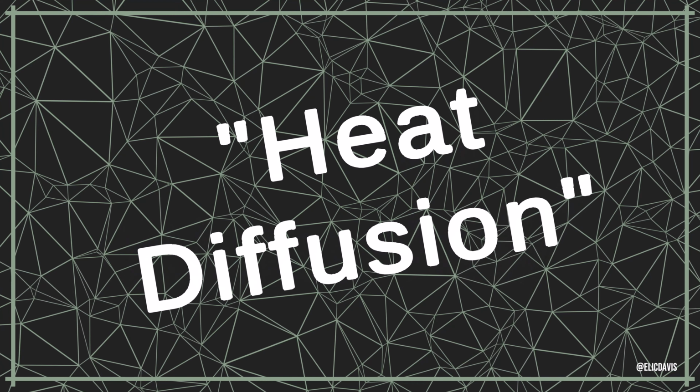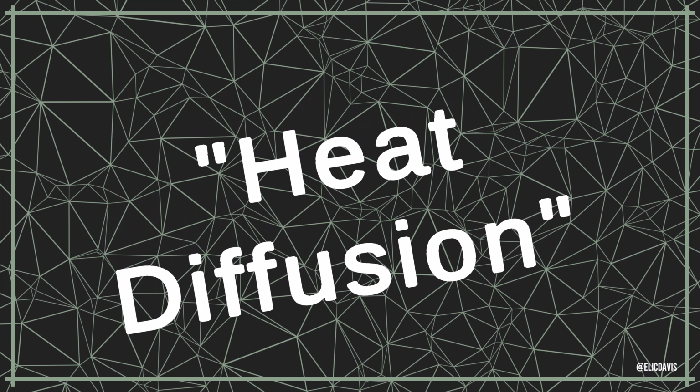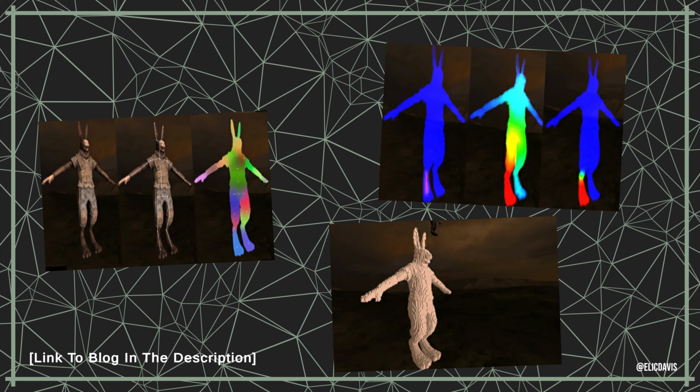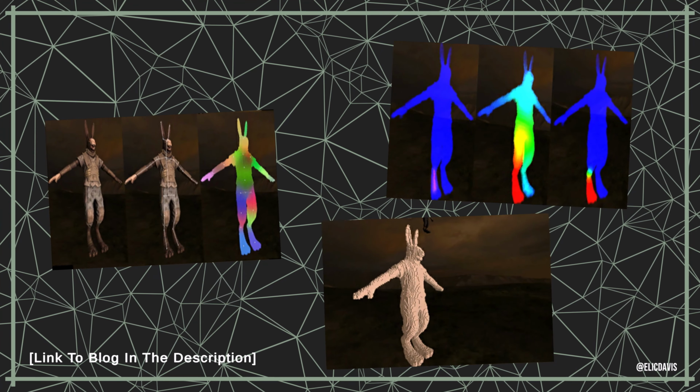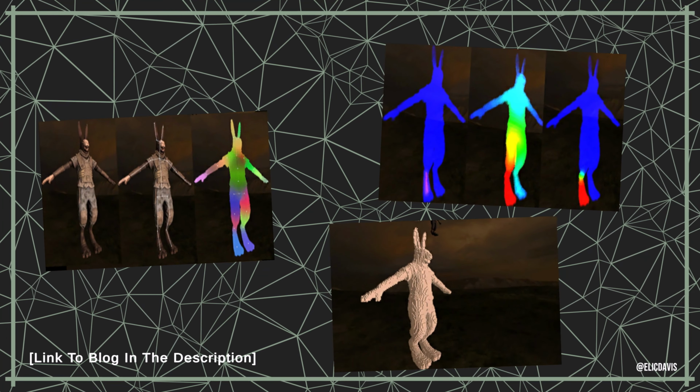For the remainder of this video, we'll be referring to this technique of propagating values incrementally as heat diffusion. As a side note, this concept can be found in other geometry processing algorithms as well. Wolfire Games has a great write-up on how they applied this concept to calculate the correct blending weights for mapping a character's bones to the surrounding triangles in its mesh.